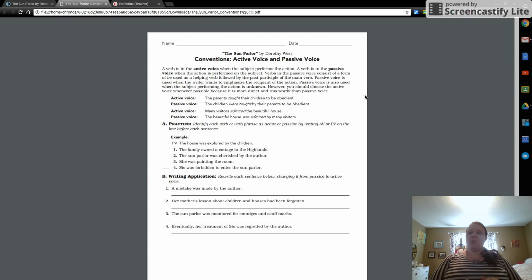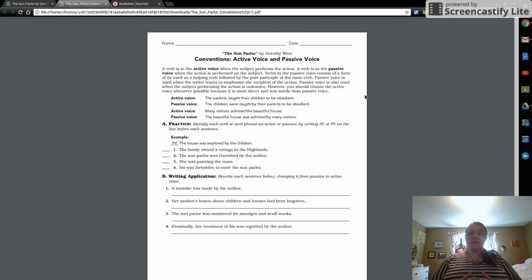Passive voice. The children were taught by their parents to be obedient. Well, the children, okay, that's a little better, right? We have a subject, but we're taught. They're not the ones teaching, so why are they at the front of the sentence, right? We're going to switch those around to have that make sense. The parents taught their children. It also makes us not have to add extra words. That word were there, right? Were and was and by. Whenever we have that passive voice, we always have to add extra verbs, little helping linking verbs to make it work.